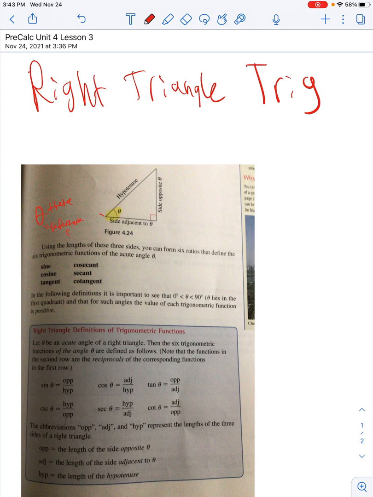From our reference angle, we have three different sides. We have the side that's opposite, which means across. You have adjacent, which means next to. And then you have your hypotenuse, which is the longest side, and it's always across from 90. Notice that we have 90 degrees over here. Your hypotenuse is always across.